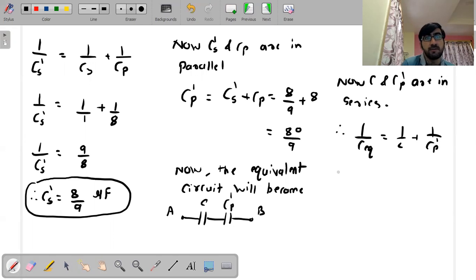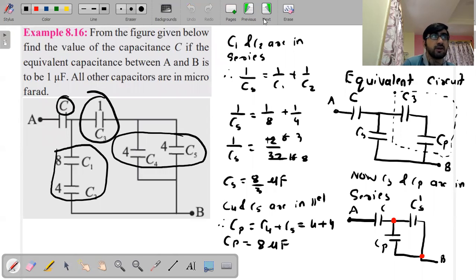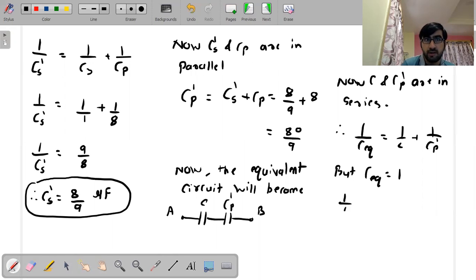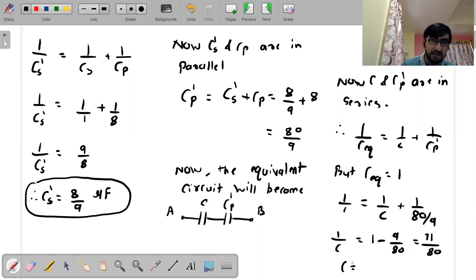और according to the given question, हमको बोला है A और B point में final is 1 microfarad. If I am not wrong, of course you have to check. Yes, 1 microfarad. So 1 by 1 equal to 1 by C is supposed to be found out, and this is basically 1 by CP dash is 80 by 9. So 1 by C will be 1 minus 9 by 80. So that is 80 minus 9 is 71 by 80. So finally C is 80 by 71. जो भी value आएगा ये, that much in microfarad.